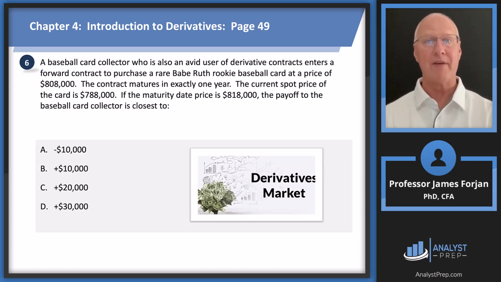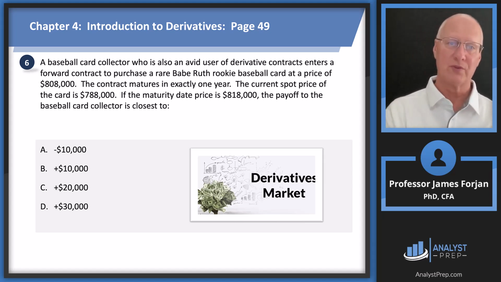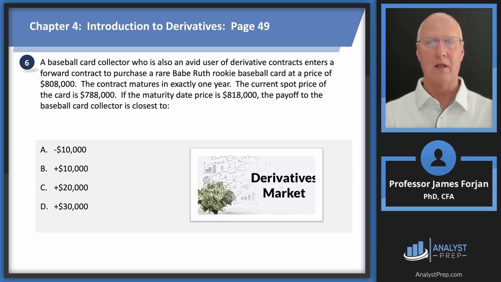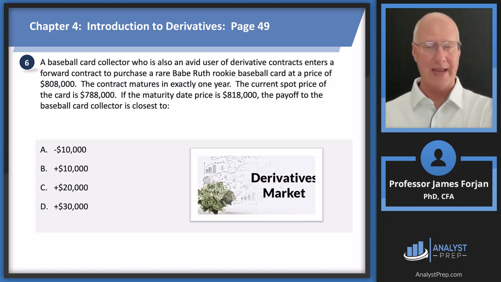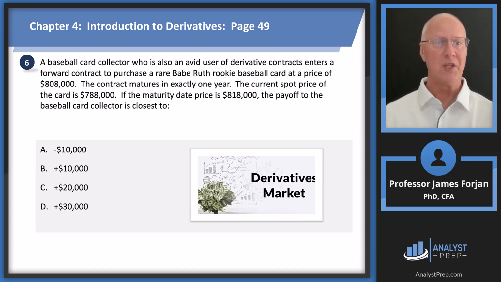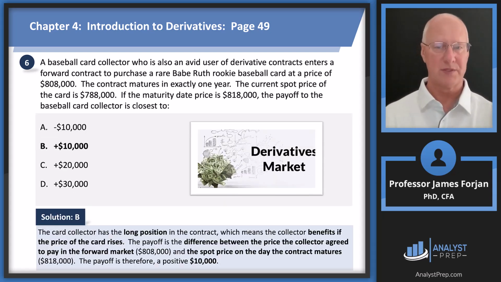Baseball card collector, avid user of derivative contracts, enters a forward to purchase a rare Babe Ruth baseball card at a price of $8.08. Contract matures in exactly 1 year. The current spot price is $7.88. If the maturity date price is $8.18, the payoff to the baseball card collector? All right, so if we're going to purchase, that means we have the long position. So the price was $8.08 that we agreed to buy it at, it's now $8.18. So that's $10,000 to the good side. So there we go, B, plus $10,000.